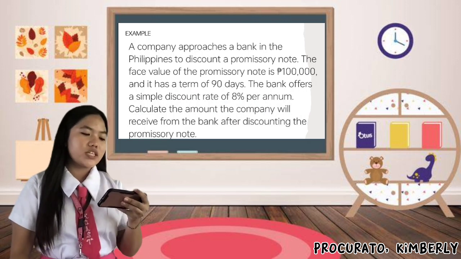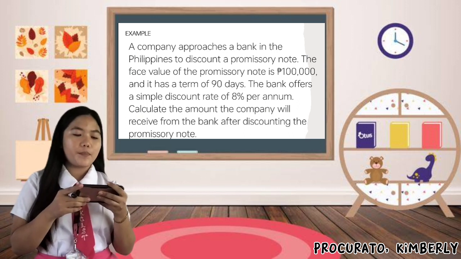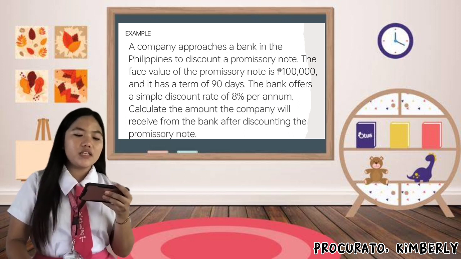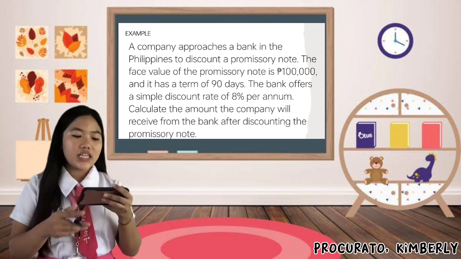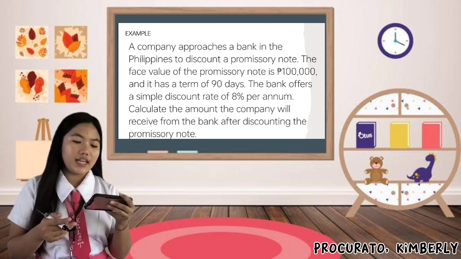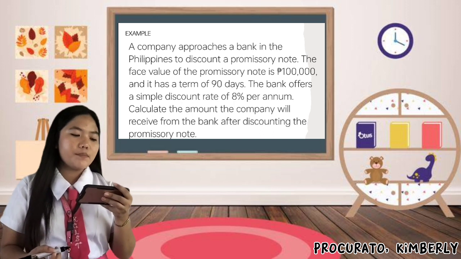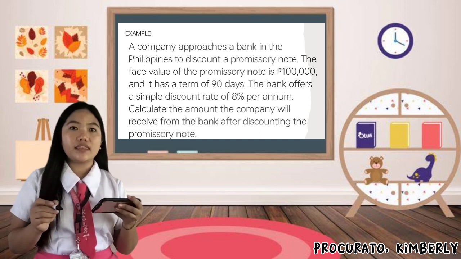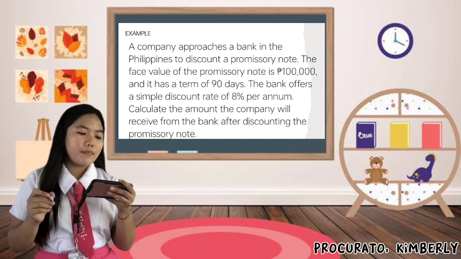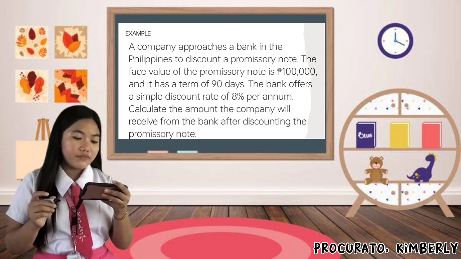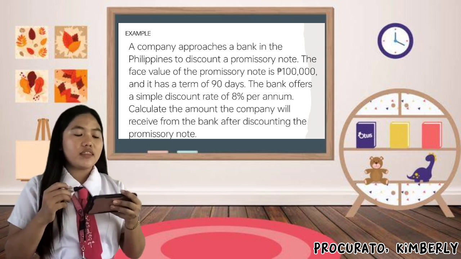So here is an example. A company approaches a bank in the Philippines to discount a promissory note. The face value of the promissory note is 100,000 and it has a term of 90 days. So the bank offers a simple discount rate of 8% per annum. Calculate the amount the company will receive from the bank after discounting the promissory note.